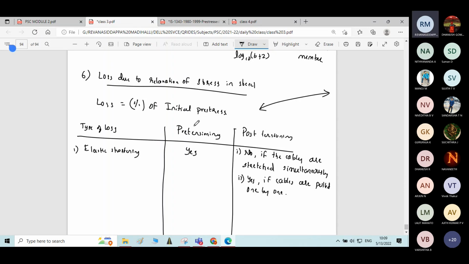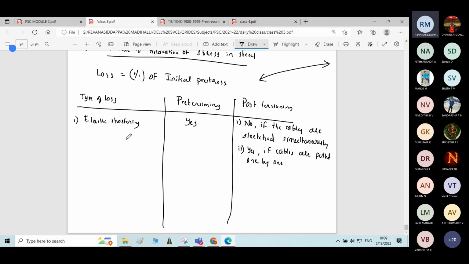Sometimes you will be asked to calculate the total losses. Total losses means you should know in which type of member, which type of losses will take place. Elastic shortening will definitely take place in a pre-tension member. In a post-tension member, it will not take place if the cables are stretched simultaneously, and it will take place if the cables are pulled one by one.